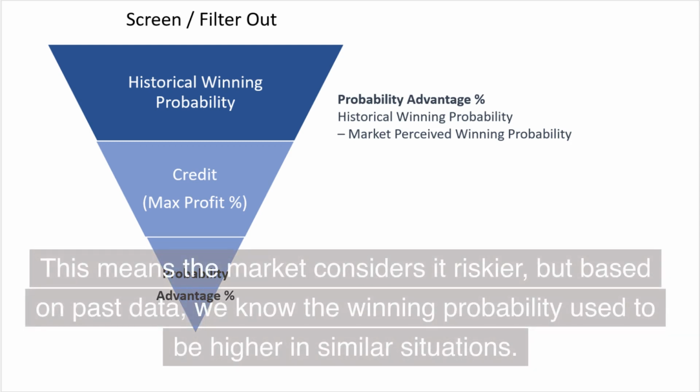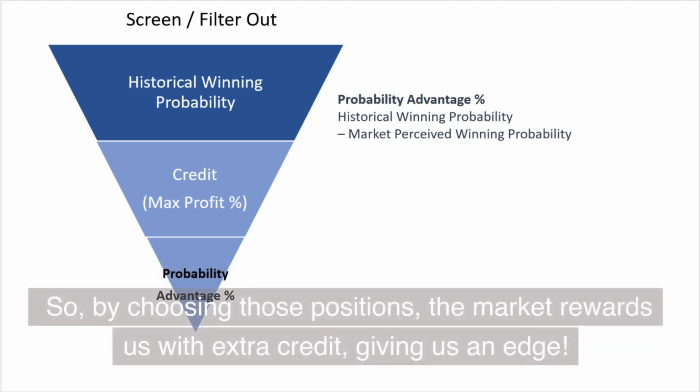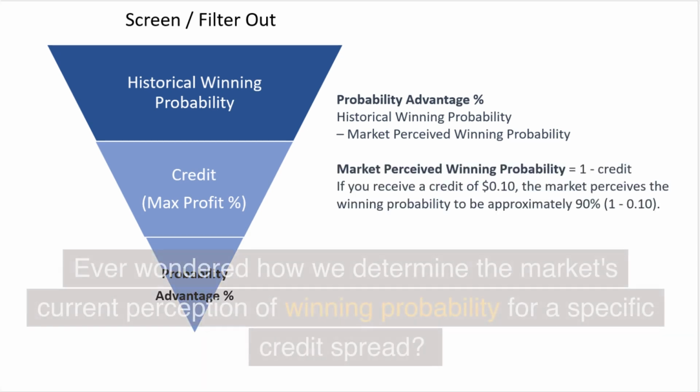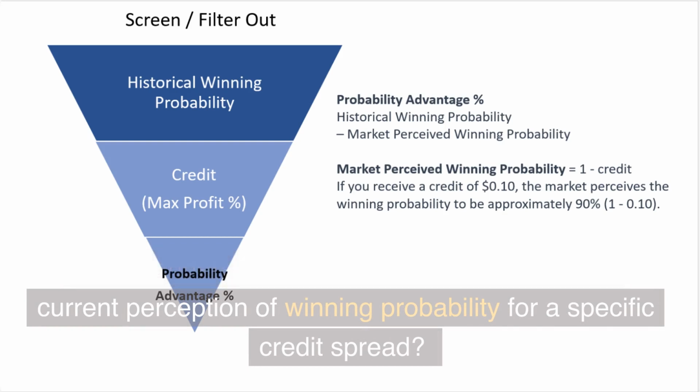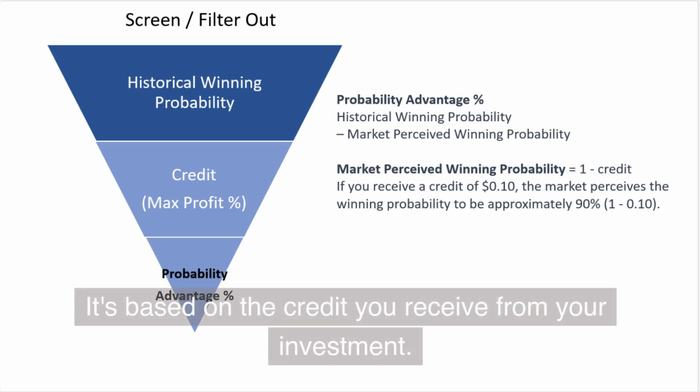This means the market considers it riskier, but based on past data, we know the winning probability used to be higher in similar situations. So, by choosing those positions, the market rewards us with extra credit, giving us an edge. Ever wondered how we determine the market's current perception of winning probability for a specific credit spread? It's based on the credit you receive from your investment.